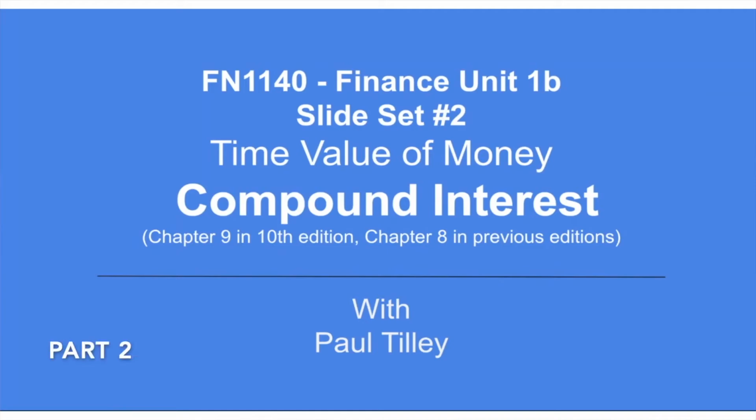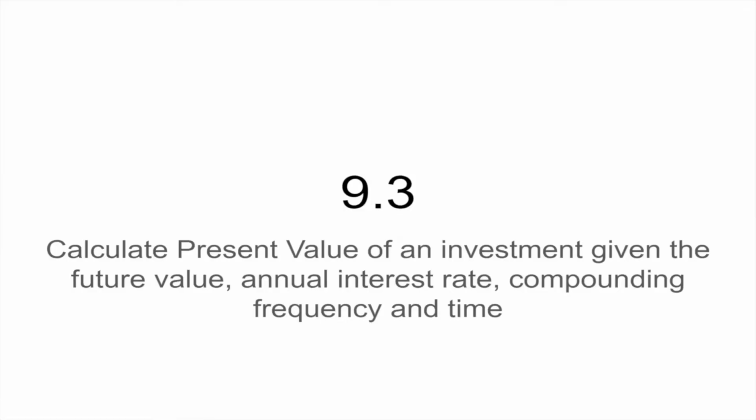We're continuing with Unit 1. Now we're in Section 1B, which is compound interest. And there's a 1C section for annuities, so that's the next thing we're going to go to. Today, I just wanted to build on 9.2 a little bit further. What we're talking about here is calculating the present value.